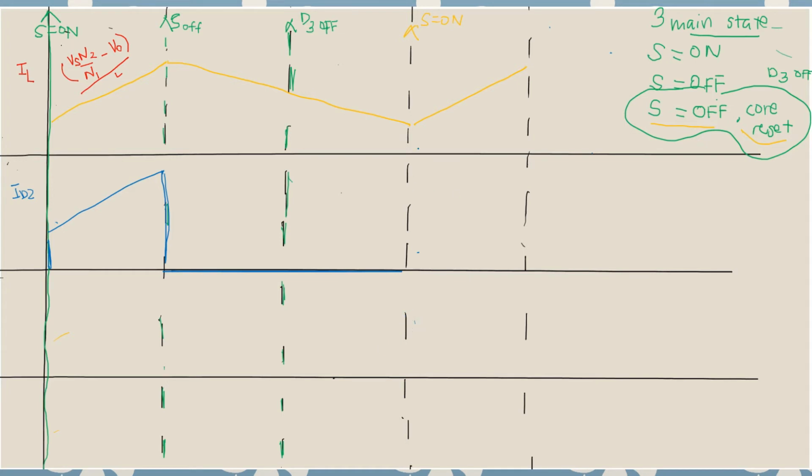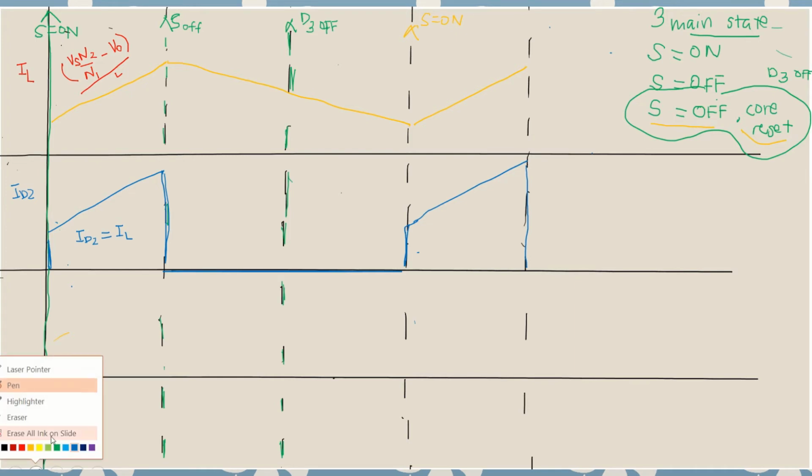if you see again, when the S is on, of course it follows the gradient of IL. So it repeats again. Okay, it's the same. So at this part, we say ID2 equals IL.